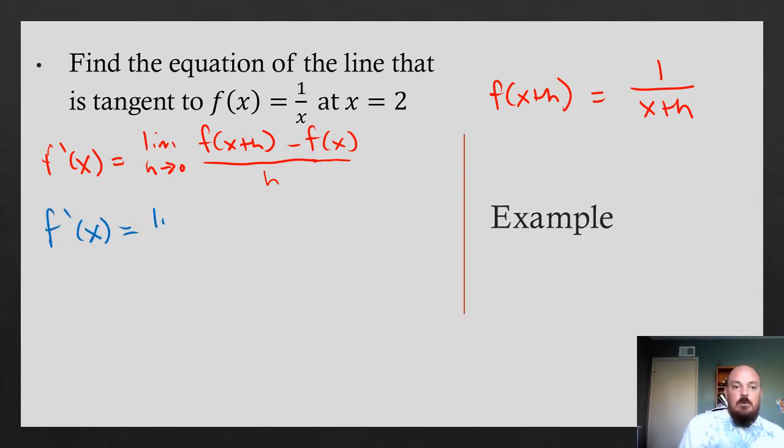So I'm going to leave the limit part. It's still the limit as h approaches 0. Now f of x plus h is what I just found in the top right corner there. That's 1 over x plus h. Minus, and then f of x, that's your original function. That's 1 over x. It's right here. And the whole thing is over h.